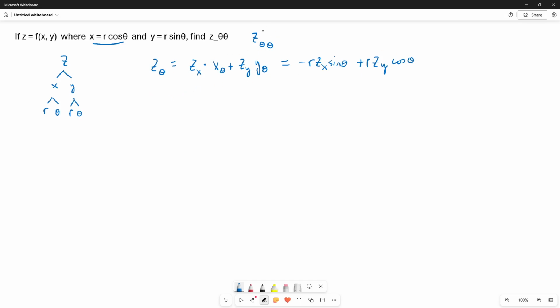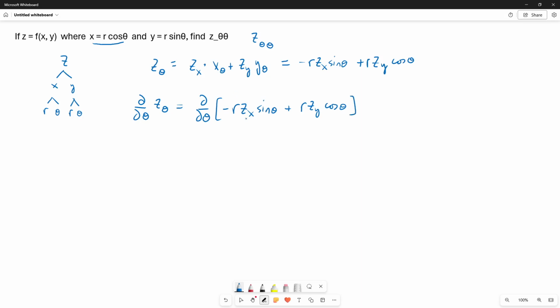So now we need to take the derivative of this again with respect to theta. So we need the derivative with respect to theta of z sub theta, and this is the derivative with respect to theta of negative r z sub x sine theta plus r z sub y cosine theta.